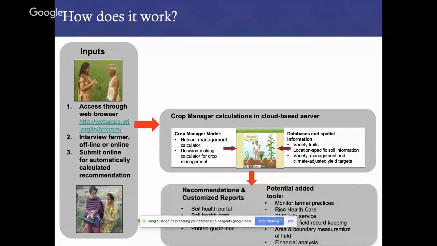These recommendations or the information generated from the Rice Crop Manager can be used to provide customized reports. For example, we can link it with the soil health portals. We can provide it as printed guidelines, but we can also send it through SMS and voice calls. There is also a potential to add a lot of other tools, and my colleague in a later part of the presentation will talk more about it.